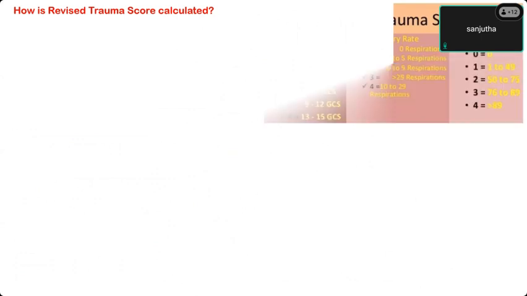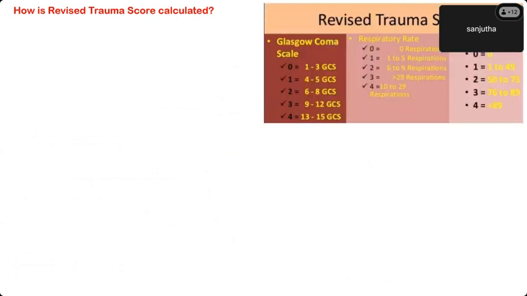How is the trauma score calculated? Three things are taken into consideration: GCS, respiratory rate, and systolic blood pressure.